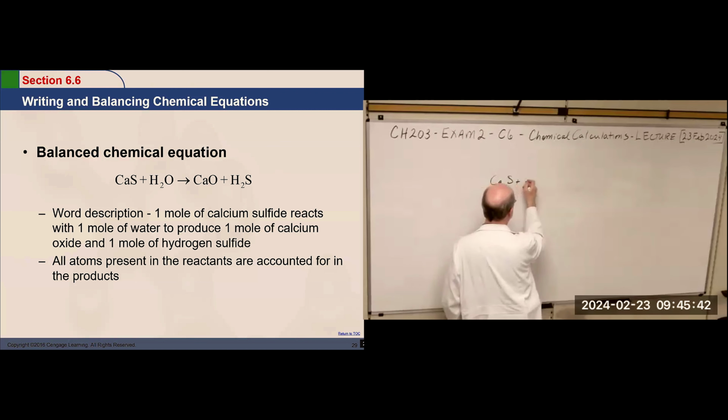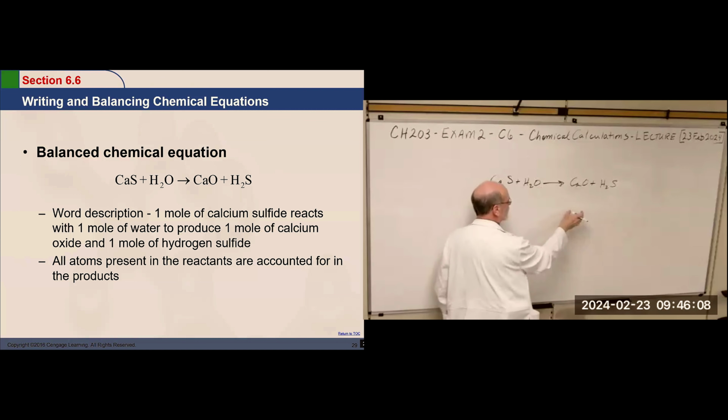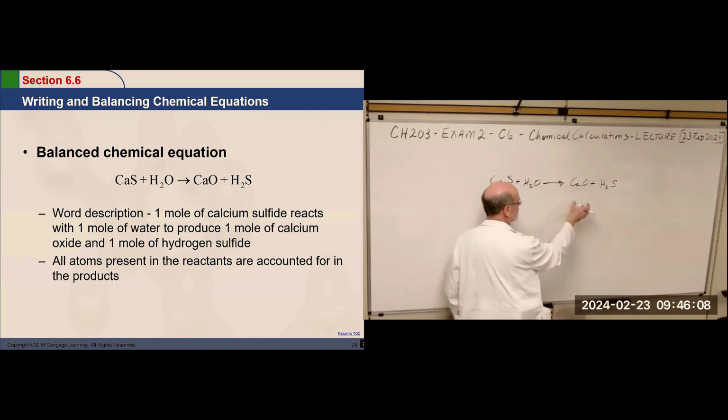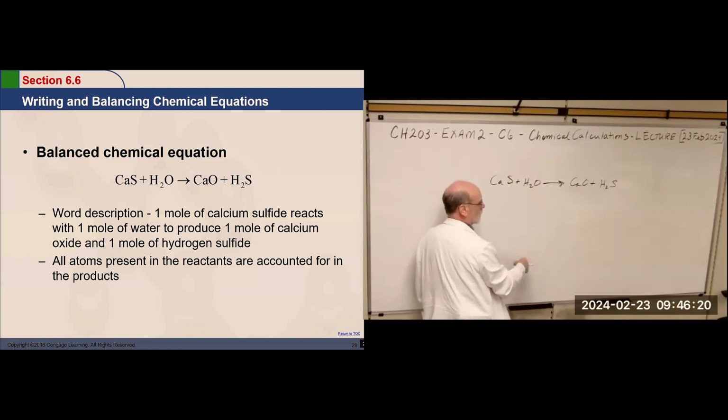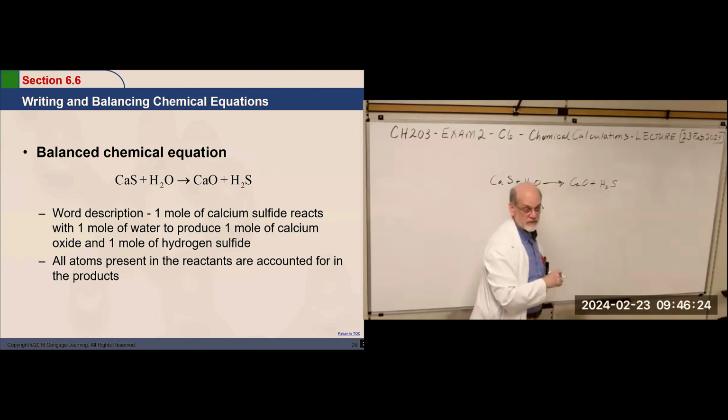When we have a balanced equation like that, we can look at it two different ways. Either it's one molecule of calcium sulfide plus one molecule of water yields one molecule of calcium oxide plus one molecule of hydrogen sulfide, or you can look at it in terms of moles. 1 mole of calcium sulfide and 1 mole of water combine to make 1 mole of calcium oxide and 1 mole of hydrogen sulfide. That's the way we're going to use it, because we have a conversion between moles and mass now.